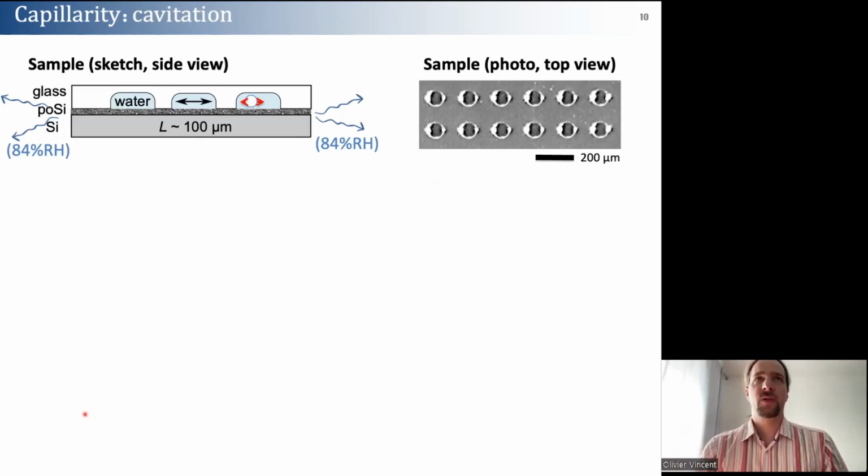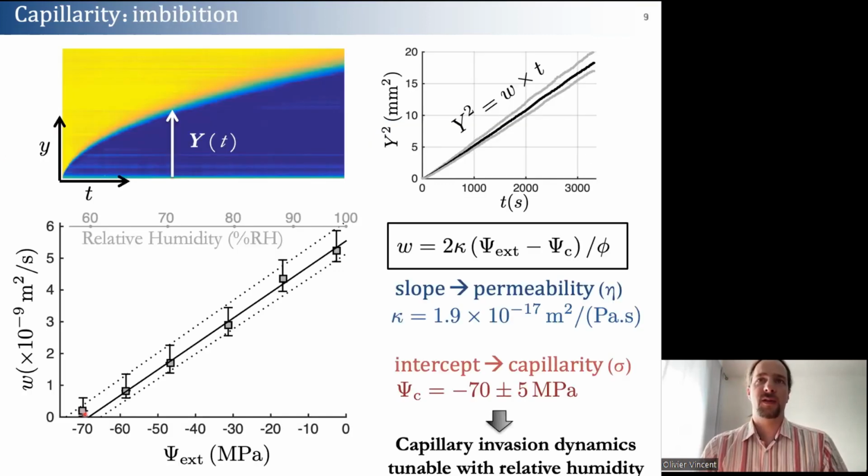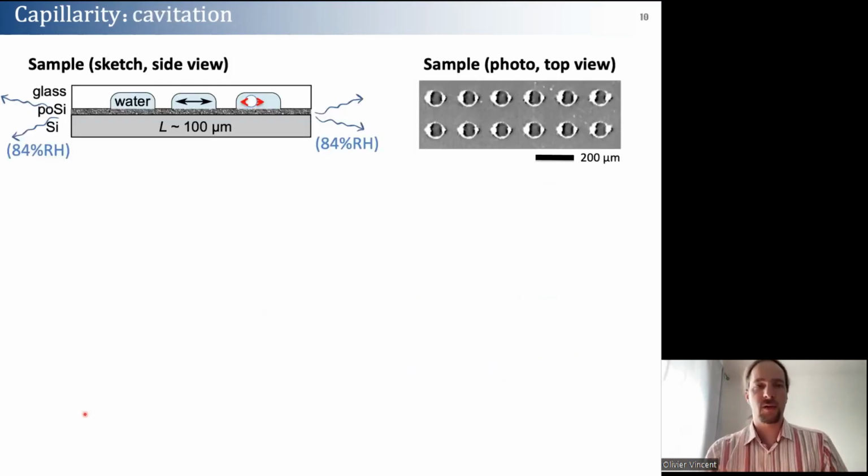Skip this. So that's capillary invasion with a speed that depends on humidity due to the Kelvin equation. And I'm going to look at another phenomenon, looking again at a situation where we dry the system.